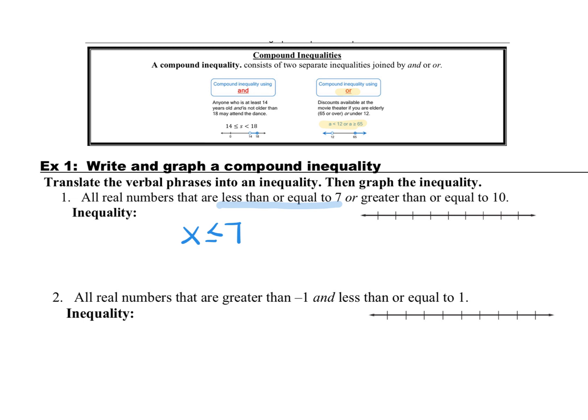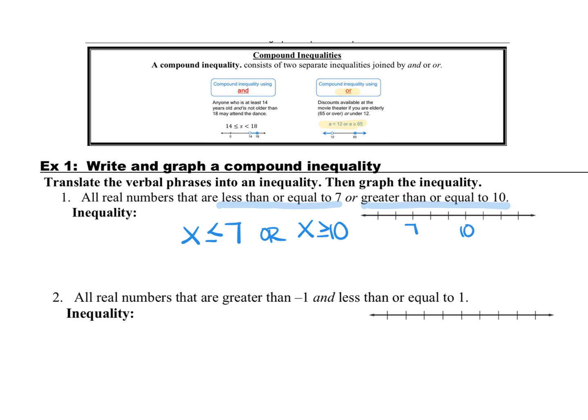All right, that's the first part of the inequality. Now we're going to place the word "or" between it. And then it says greater than or equal to 10. So we're going to write a whole separate inequality off to the right, where x is greater than or equal to 10. All right, so now let's go ahead and locate a 7 and let's locate a 10.